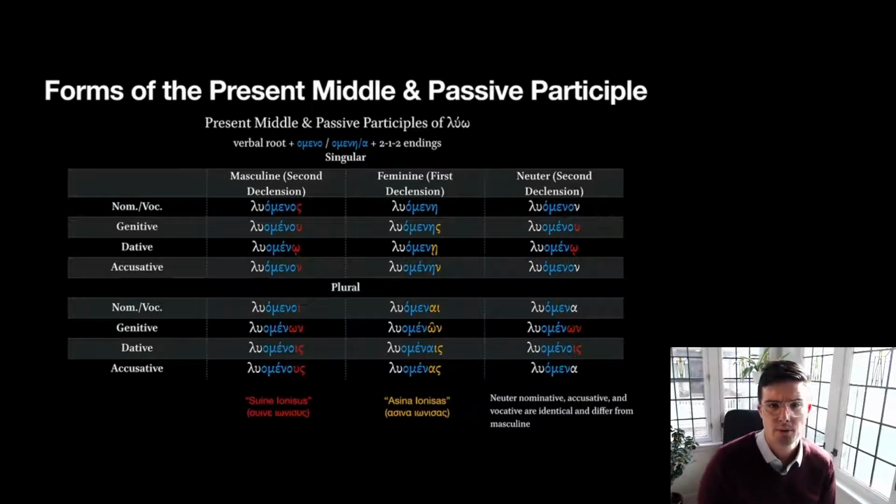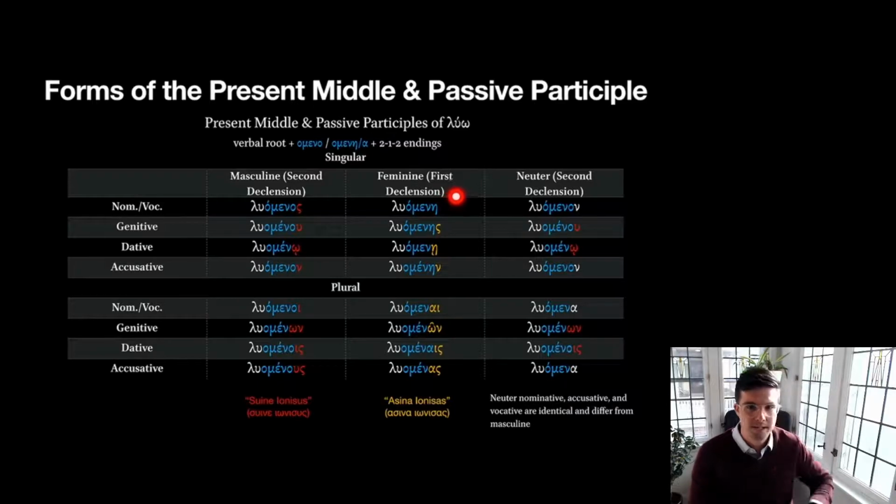I'm going to show you each one of these paradigms again. So notice we have swain ionesus right here in our red endings. And then we have asina ionesas almost completely here. We have missing here the alpha because of this, because of the eta instead.